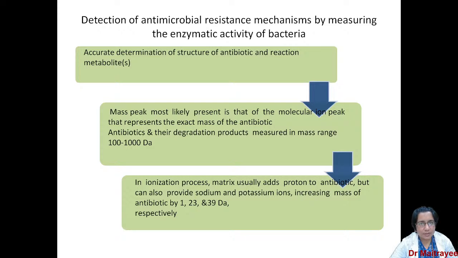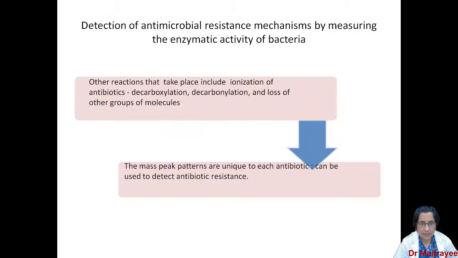Detection of antimicrobial resistance mechanisms by measuring the enzymatic activity of bacteria. In this, accurate determination of structure of antibiotic and reaction metabolites has to be undertaken. The mass peak most likely present is that of the molecular ion peak that represents the exact mass of the antibiotic. Antibiotics and their degradation products are measured in the mass range of 100 to 1000 Dalton. In the ionization process, the matrix usually adds a proton to the antibiotic, but can also add sodium and potassium ions, increasing the mass of the antibiotic by 1, 23 or 39 Daltons respectively.